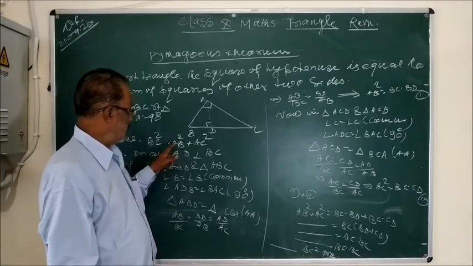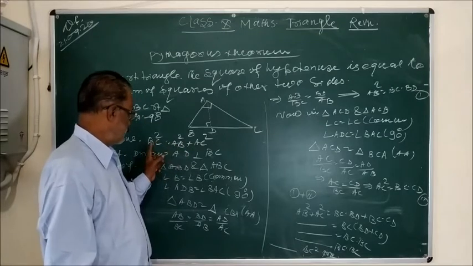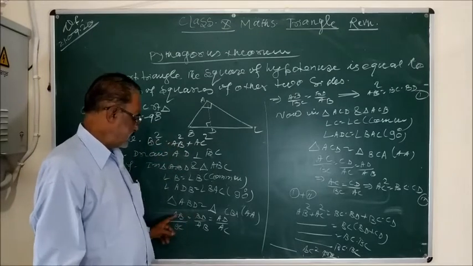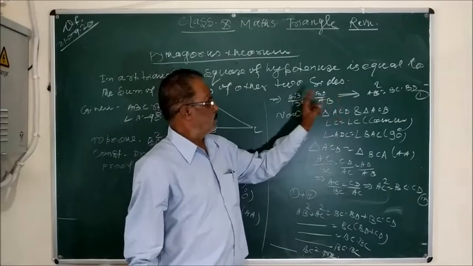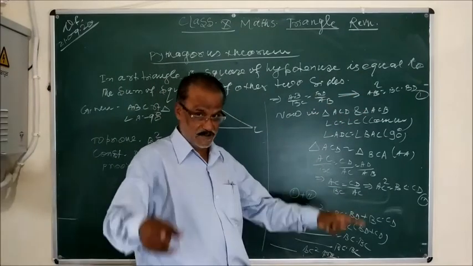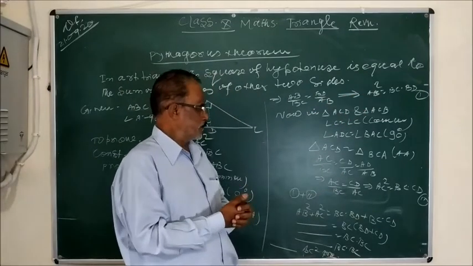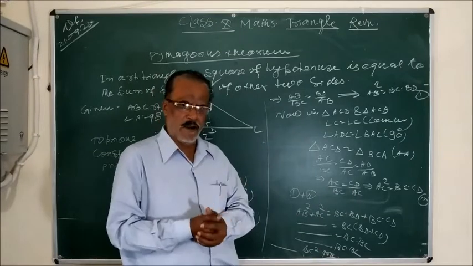Whatever you have to prove, by taking these two and cross multiplying, you will get AB square is equal to BC into BD. This is equation number 1.